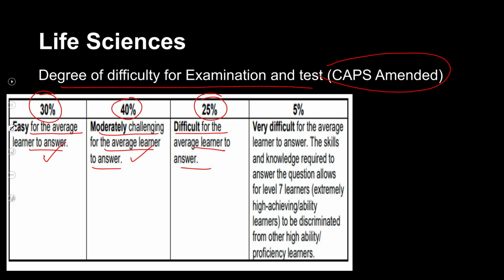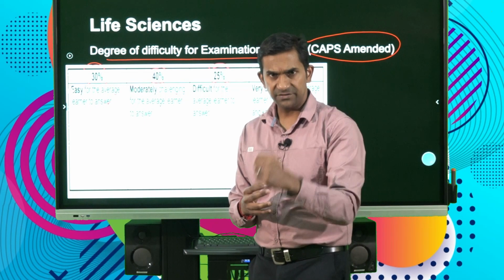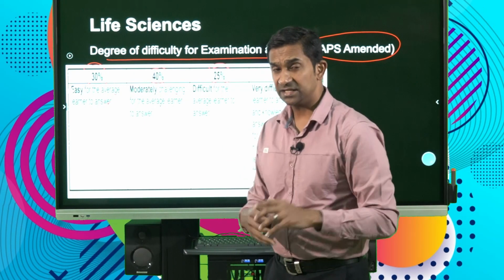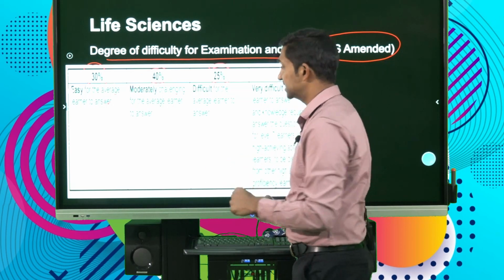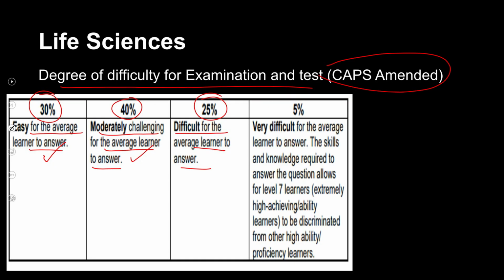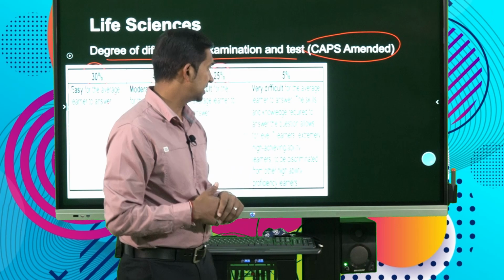We find that 25% is difficult for the average learner to answer. Again, this would be questions that require synthesis, evaluation, and presenting information in the form of an essay or longer response questions. So that is differentiating your higher, above average learners.